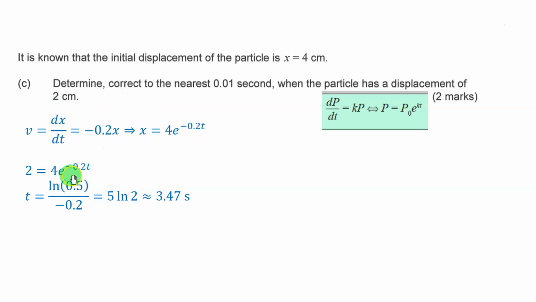So 2 must equal 4e to the negative 0.2t. We've got a calculator, but it's not too hard by hand as well. We basically just divide both sides by 4, take logs, and we're left with negative 0.2t is equal to log of a half. And so then t must be log of a half over negative 0.2. We can bring the negative sign inside here to make that, instead of being a half, make it 2. And 0.2 is 1/5, so that becomes 5 log 2. On a calculator, that's about 3.47 seconds.